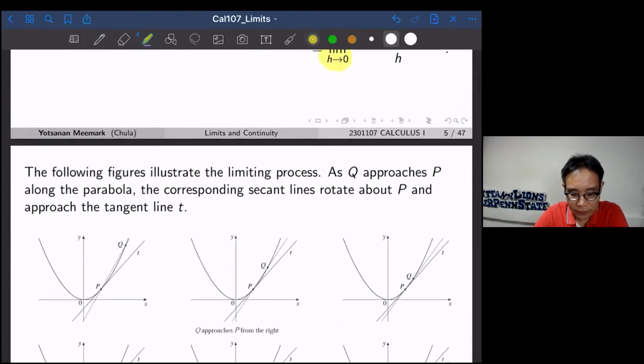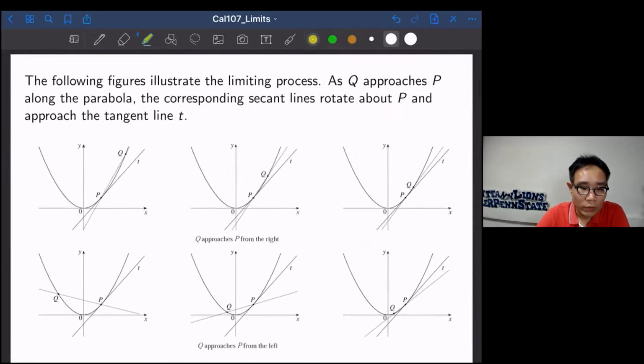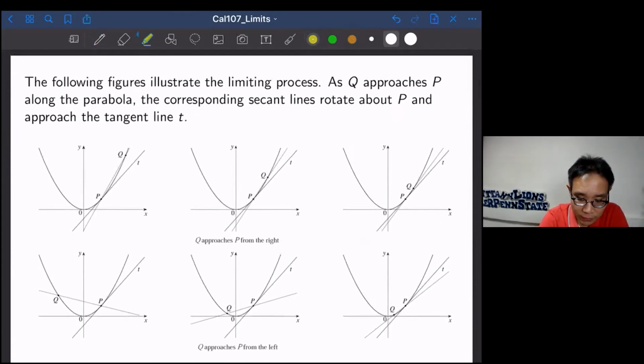And to illustrate the limit process, as Q approaches P along the parabola, you're going to see that if you want to find the tangent line T, you may move Q a little bit closer to P. So you have Q here, you have Q here, and you're going to have Q very, very close. And you see that it makes the secant line closer and closer to the tangent line.